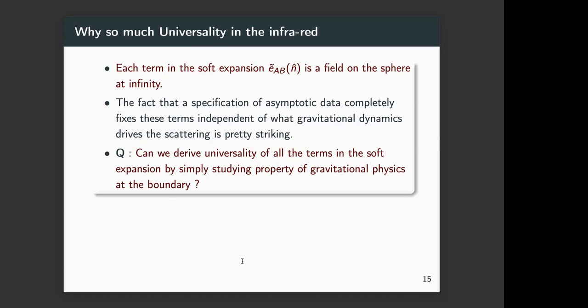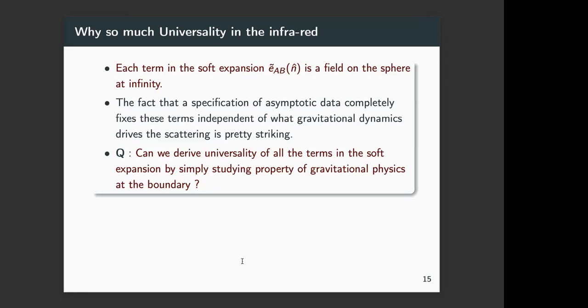objects. So now obviously the question is: can we derive this universality by simply studying properties of gravitational physics at the boundary? Because really these are boundary observables. They are radiation that we are capturing at infinity. And the fact that they don't depend on details of the theory tells us that they must be tied to some sort of a universal structure of gravitational physics at the boundary.